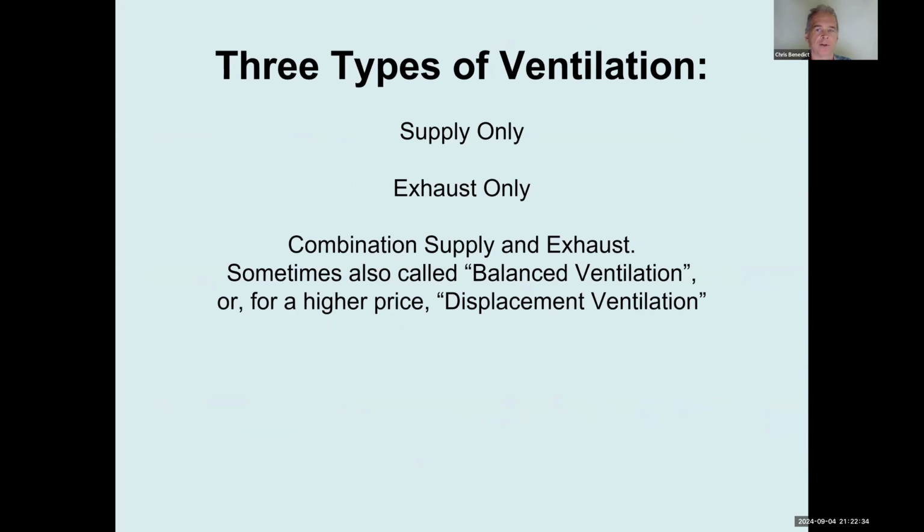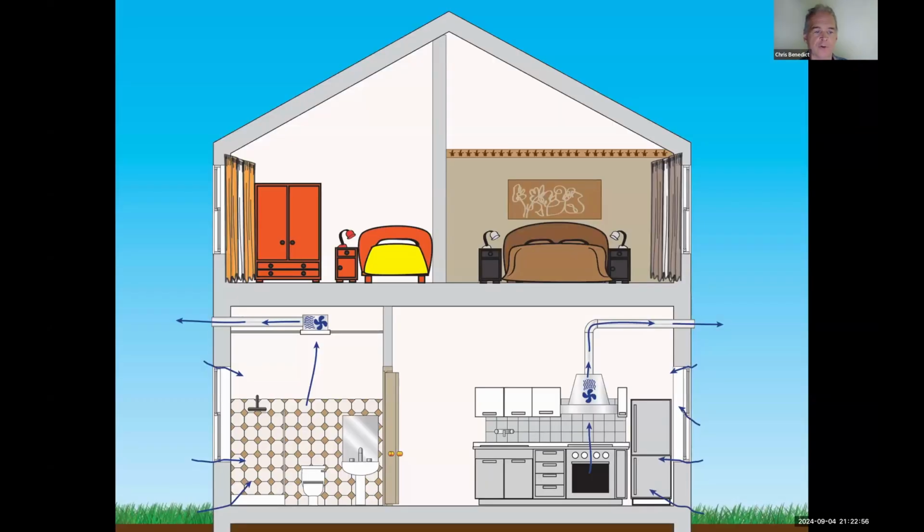So 3 types of ventilation. You can supply air only, or exhaust it only, or combine supply and exhaust. Supply only doesn't work because you're putting cold and hot and humid and dry air into the house, into the building. Nobody does that. So basically you have exhaust only. You have a fan above the stove. You have a fan in the bathroom. It pushes air out, and air comes in through leaks. It works. It's the dominant kind we have in this country.